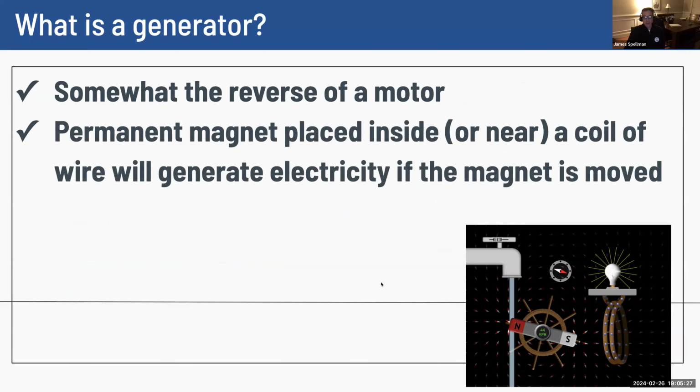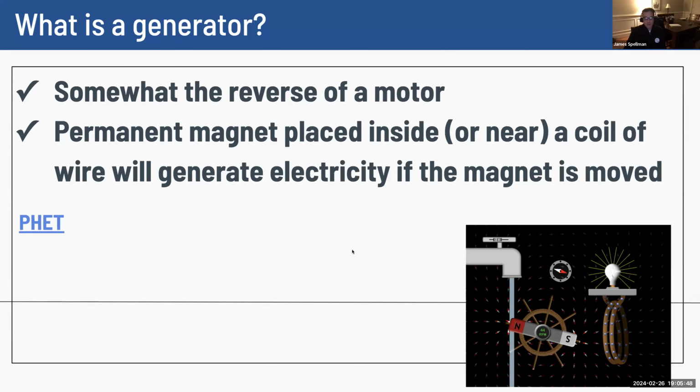Now, it still uses a magnet. And so what we're going to do is we're going to take a permanent magnet, like is shown in your illustration from the PhET simulation, and we're going to hopefully put it near a coil of wire. And in theory, if we can get the magnet to rotate, we will be able to generate electricity, even though they're not touching. When you did your PhET simulation, hopefully you saw how this was happening.